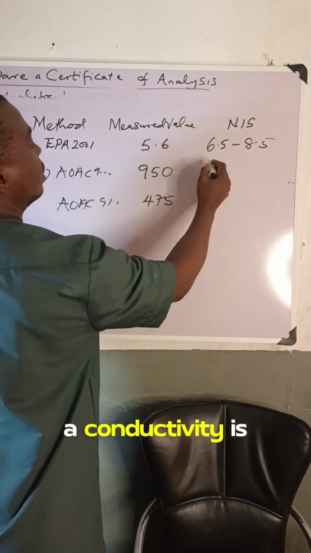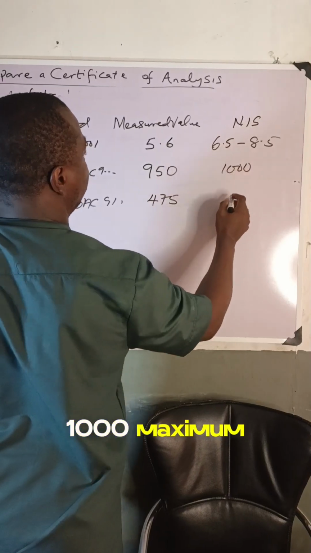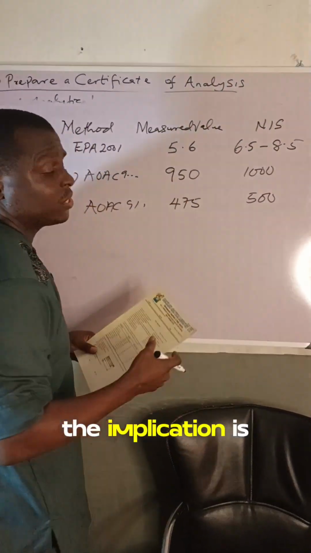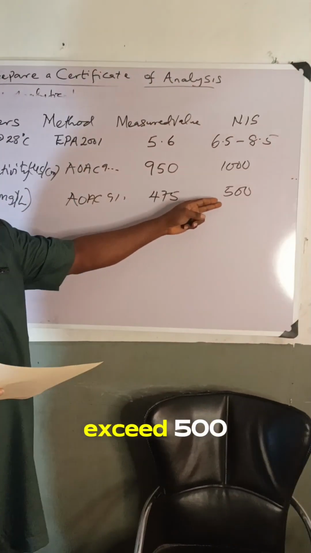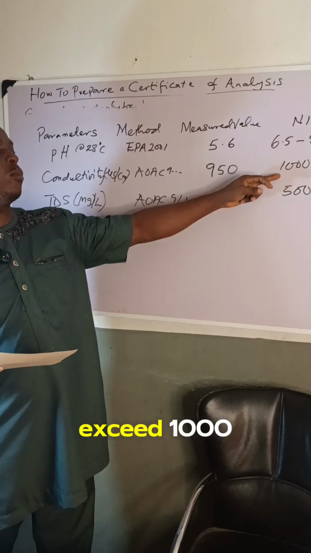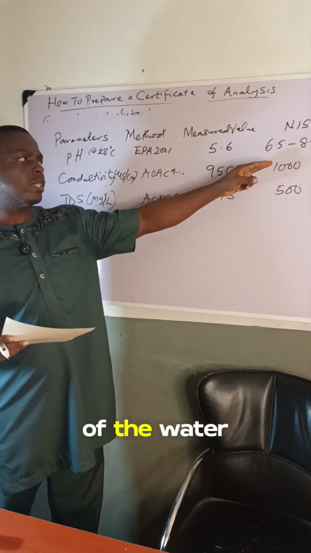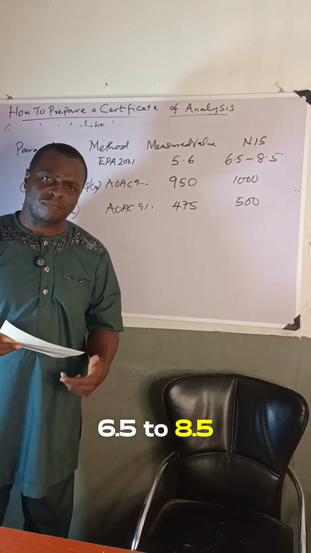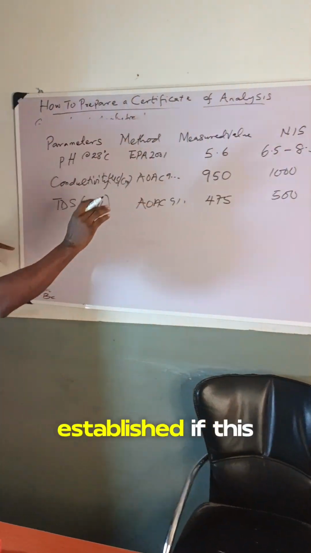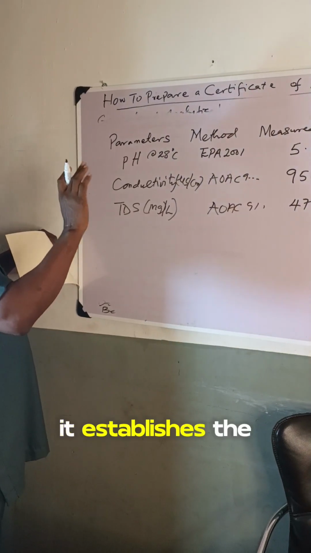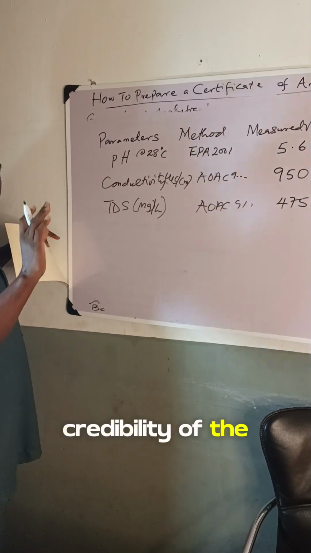And that of conductivity is 1000 maximum. That of TDS is 500 maximum. The implication is that TDS is not supposed to exceed 500 and conductivity is not supposed to exceed 1000. And the pH of the water must fall between 6.5 to 8.5. After that is established, if this is clearly written very well, it establishes the credibility of the test report.